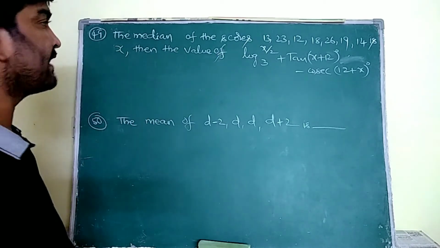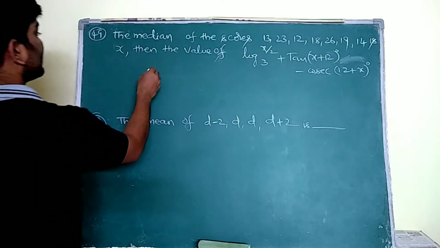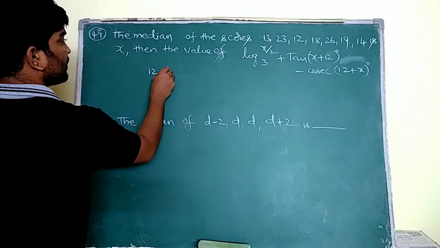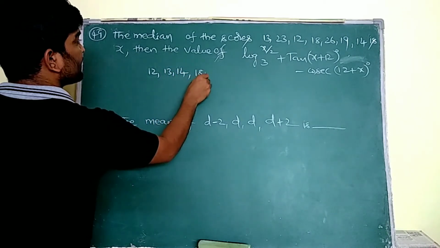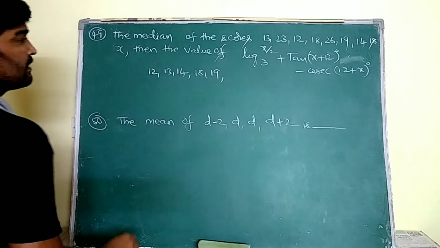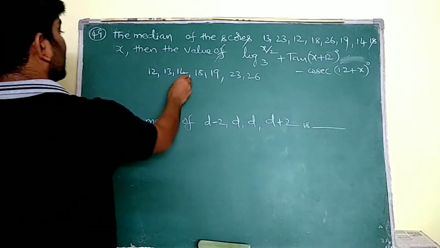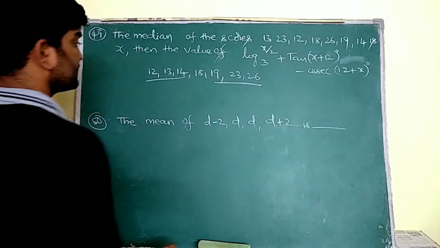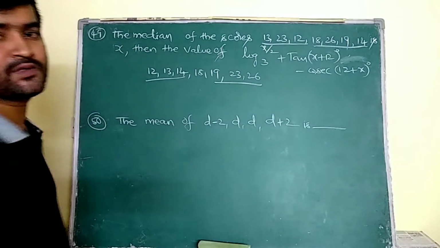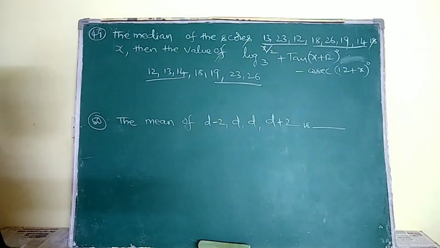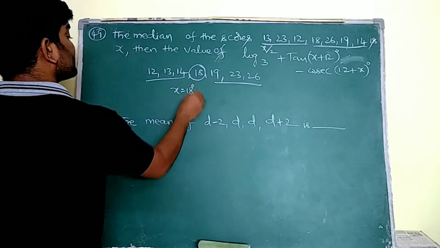So first we are going to find that median. We know that for calculating the median we have to arrange the given data in ascending order: 12, 13, 14, 18, 19, 23, 26. Here we have 7 observations. These are 3 and these are 4. The middlemost observation is known as the median. So x is equal to 18 degrees.